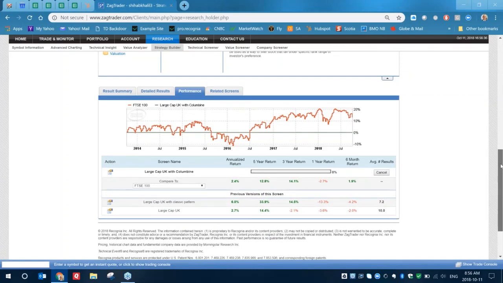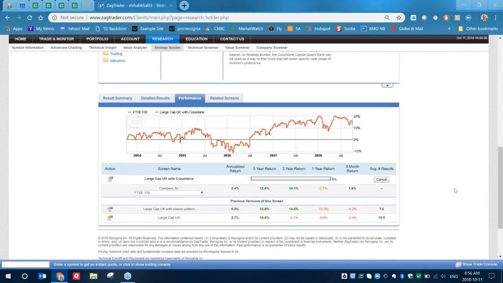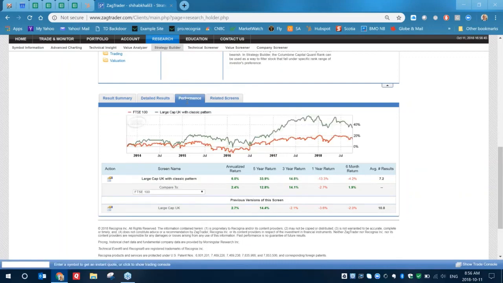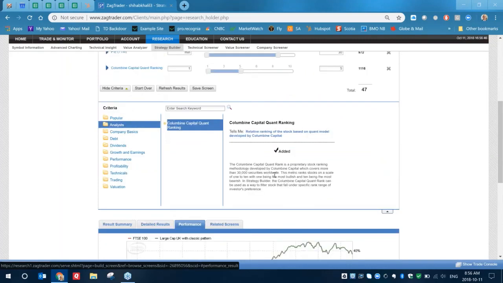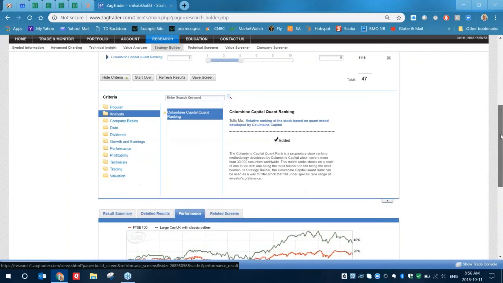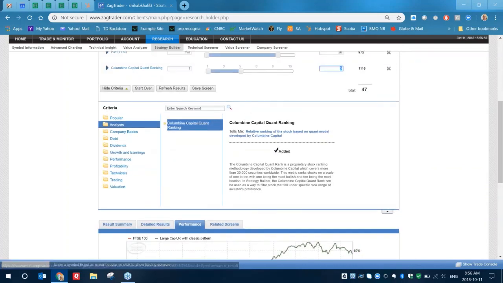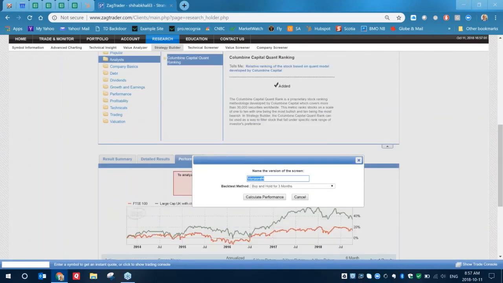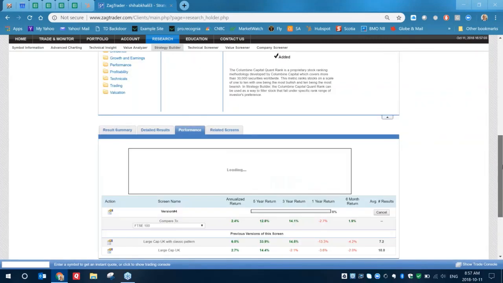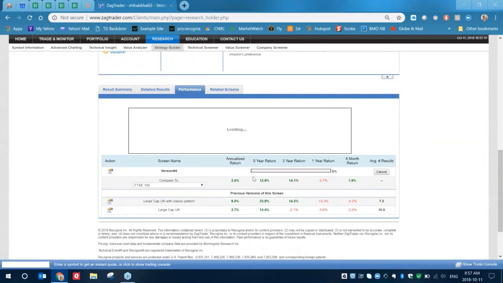Not sure why it's taking so long. Let's try that one more time. Let's go back and re-backtest this again. Say calculate performance again. I'm not sure why it's taking so long. It shouldn't be that busy this time of the morning, but backtesting is a shared resource in our system, so depending on who else is doing backtests and so on, it can sometimes take a few seconds.